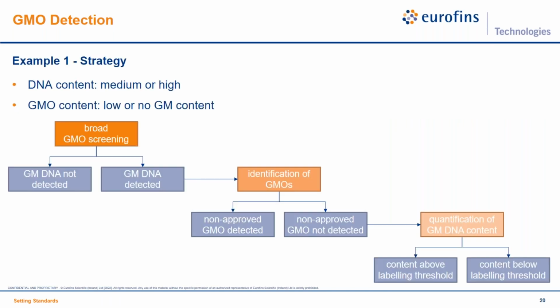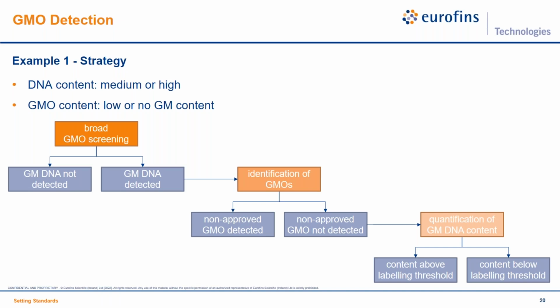So the first example, that's what we call the basic approach. That's an example where we have a sample with a DNA content that is medium or high, and a GMO content that is low, or we do not expect GM DNA at all. So in this case, it is best to start with a very broad screening and to cover as many GMOs as possible of the concerning species. And I will show you some examples in the following slides.